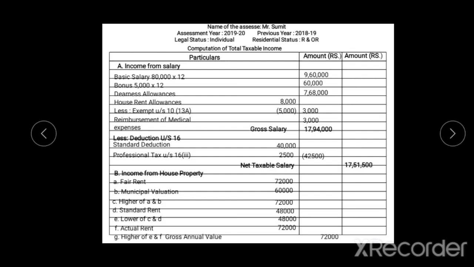Definitely 72,000 is higher. So that 72,000 is called gross annual value. Once again, I am repeating this formula. While calculating income from house property, you always have to use this formula only. First is fair rent, second is municipal valuation. Higher of A and B, fair rent and municipal valuation, whichever is higher you have to take, that is C. D part will be standard rent.